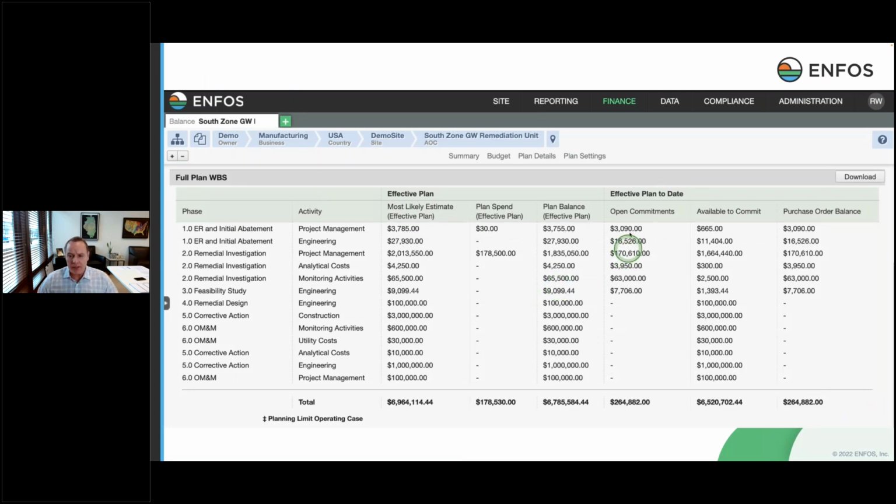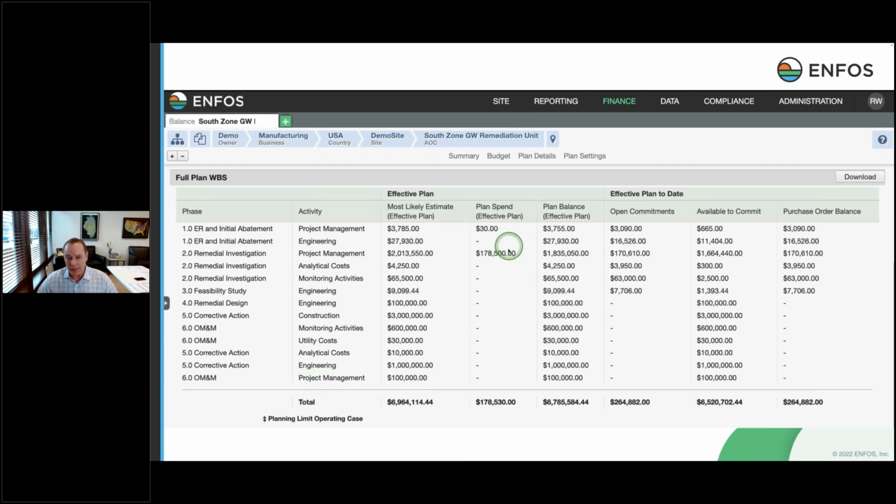This screen is a takeoff around those cost controls. So this is a screen in ENFOS that is calculated in the course of people doing their work. No one has to enter any information here, but this is a single project. This is my phase and activity. This is the approved plan amount by scope of work using my WBS.